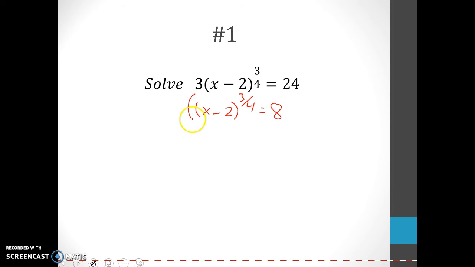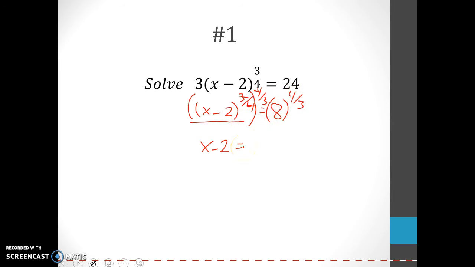Well, if I take this whole side and raise it to the 4/3 power, what that does is it takes a power to a power. And if you remember, when we take a power to a power, we multiply the two powers. And so 3/4 times 4/3, the 3's will cancel and the 4's will cancel, and I'm just going to have x minus 2. But if I take this side to the 4/3 power, that means I'm also going to take this side to the 4/3 power.